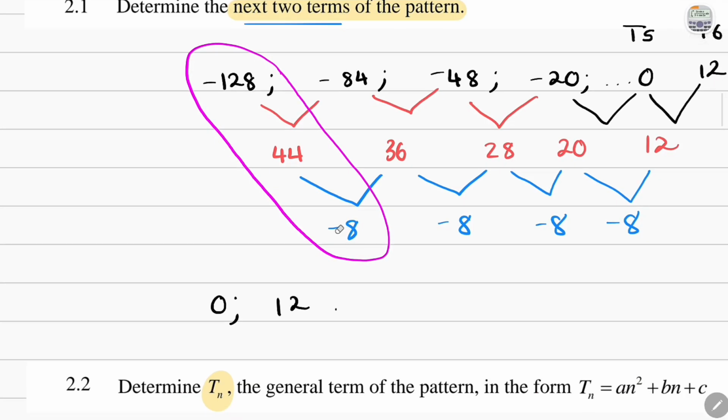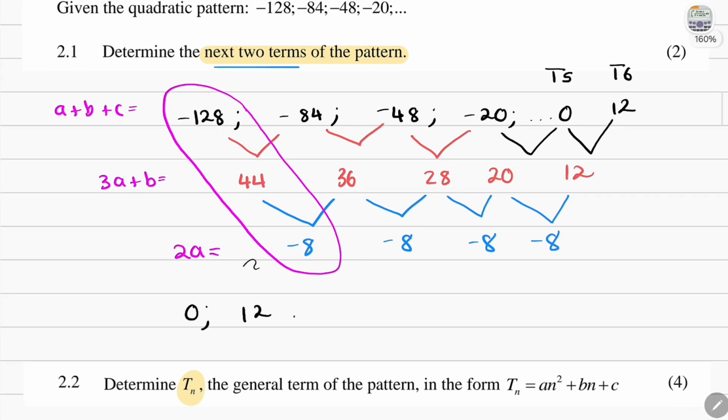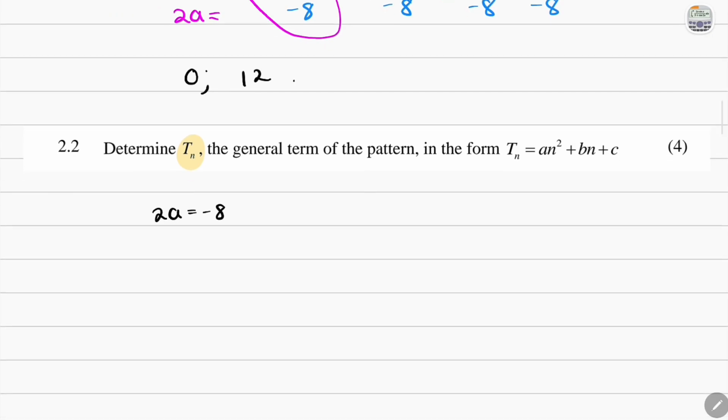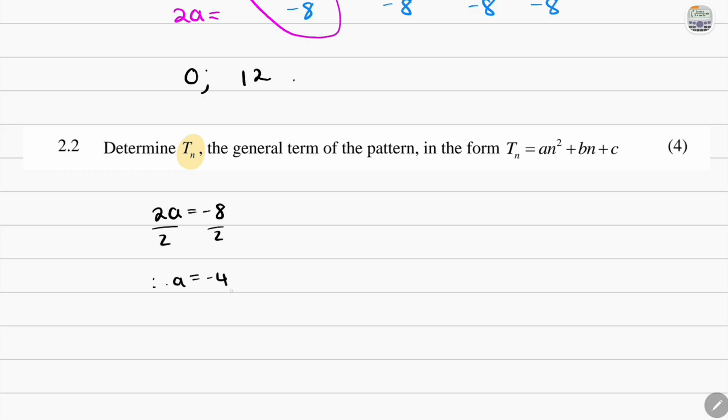So the second constant difference, that first value gets equated to 2a. So 2a equals -8. And then this gets equated to 3a plus b. And then this is a plus b plus c. So let's go ahead and find the value of a first. If 2a is equal to -8, then divide both sides by 2, and a is equal to -4.